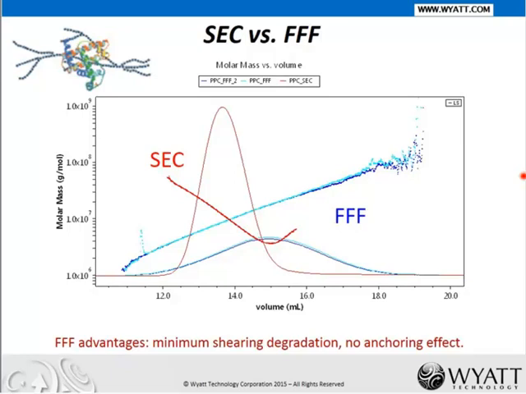We also find the molecular weights from FFF are higher than the molecular weights from SEC. The weight average molecular weight from FFF is about 14 million Dalton, and from SEC is about 10 million Dalton. So from those results shown in this slide, we can see the 2 advantages of FFF separation. One is that it has less shearing degradation, and it has no anchoring effect.